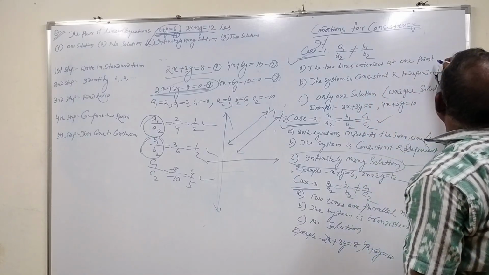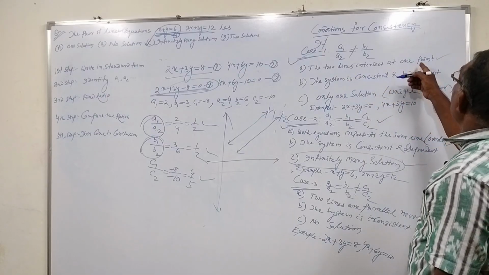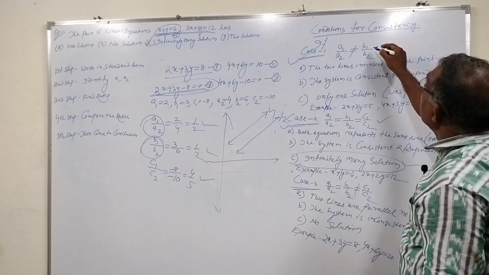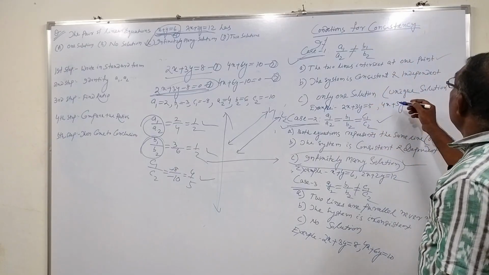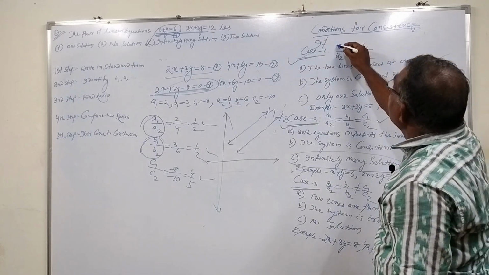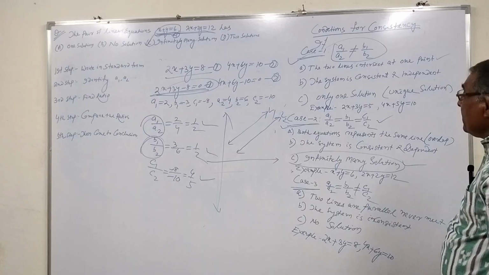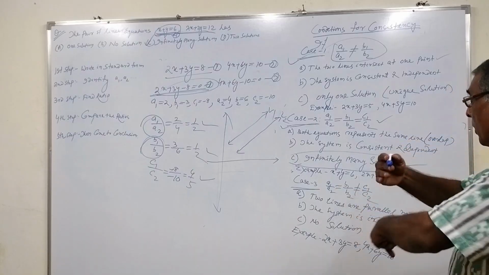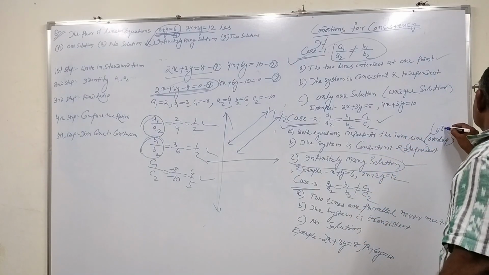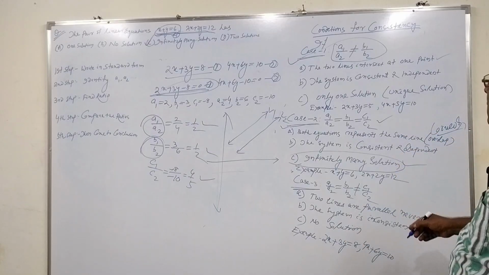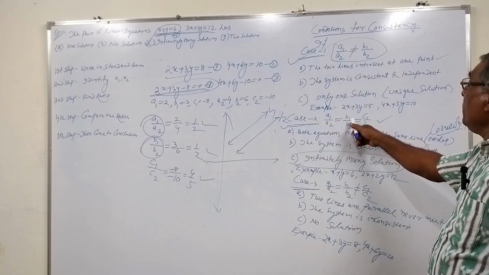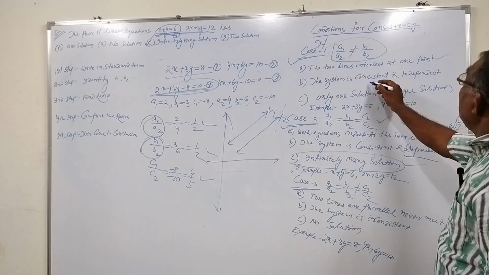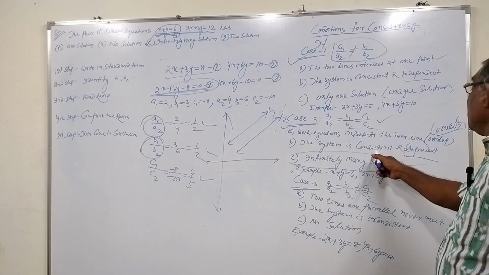Mind it, the question is like this. Two lines intersect at one point: this condition means the system is consistent and independent, with only one unique solution. In this condition, both equations represent the same line, and both lines overlap, coinciding. Then the condition A1 by A2 equals B1 by B2 equals C1 by C2 means the system is consistent and dependent.